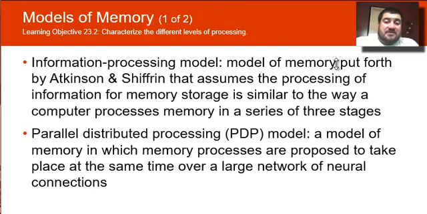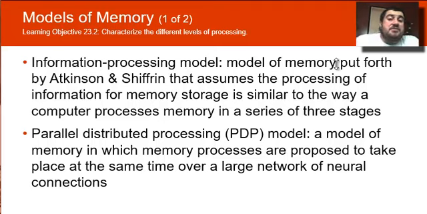The different models, the first is the information processing model, which is probably the most popular. It assumes the processing of information for memory storage is similar to a computer, how that processes memory in a series of three stages. Sensory, short-term, and long-term. But then we encode, we store, and we retrieve as well.